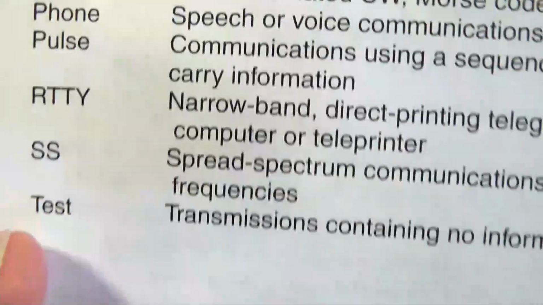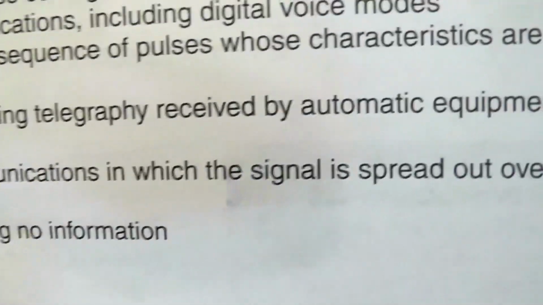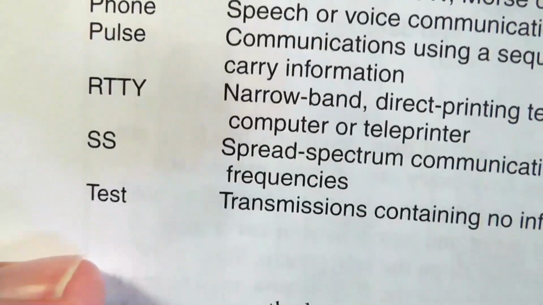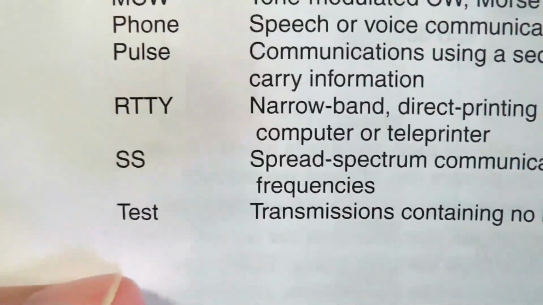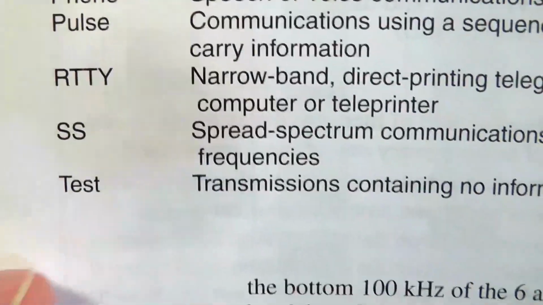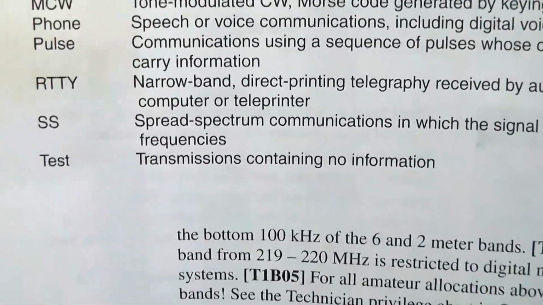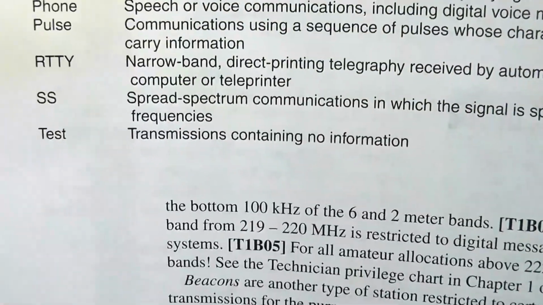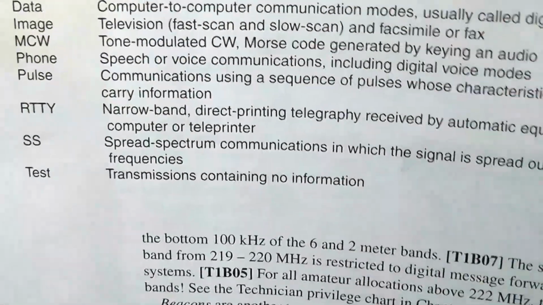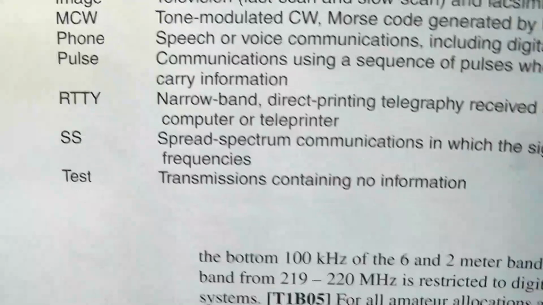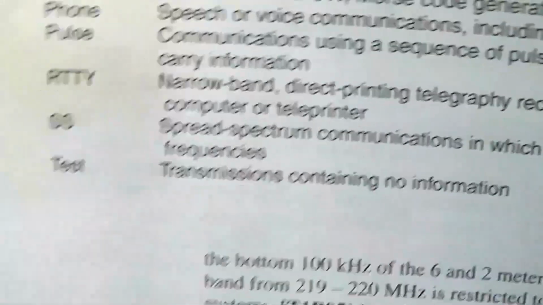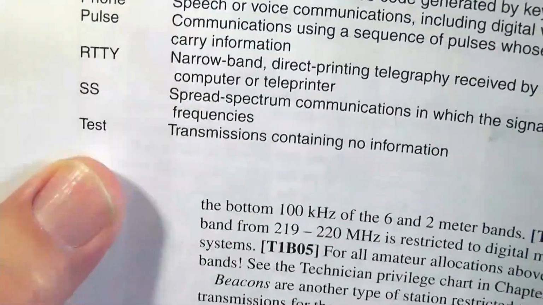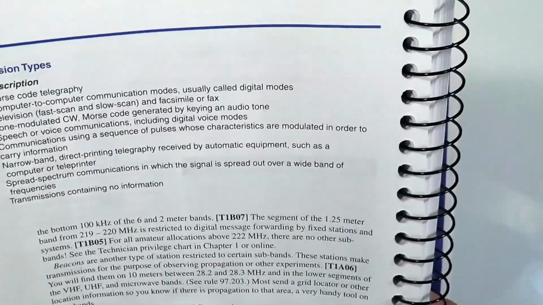SS, spread spectrum communications, is an exotic form of radio that you are entitled to use. You have to be above 220 megahertz to use it, but it's very, very interesting. Test is another emission mode that is just a signal with no information on it.